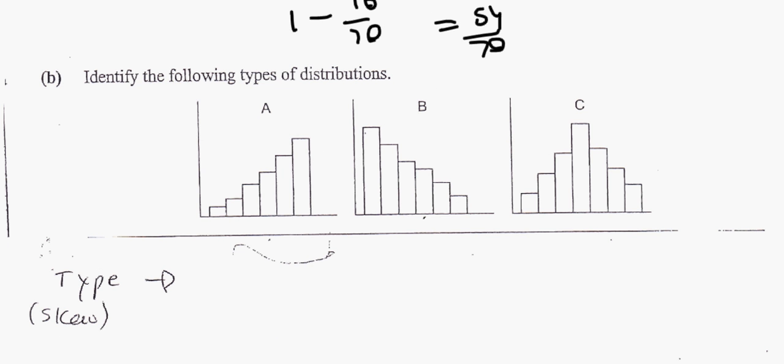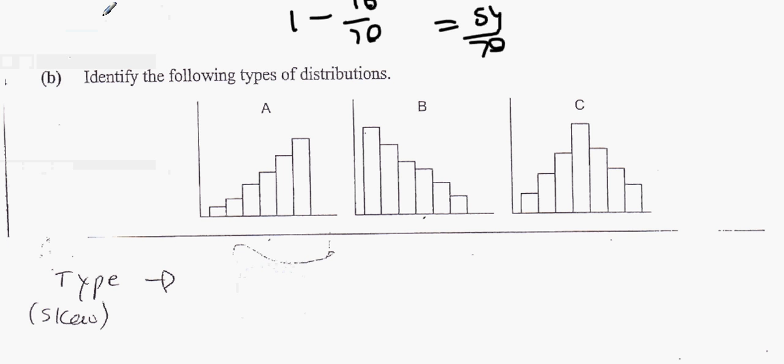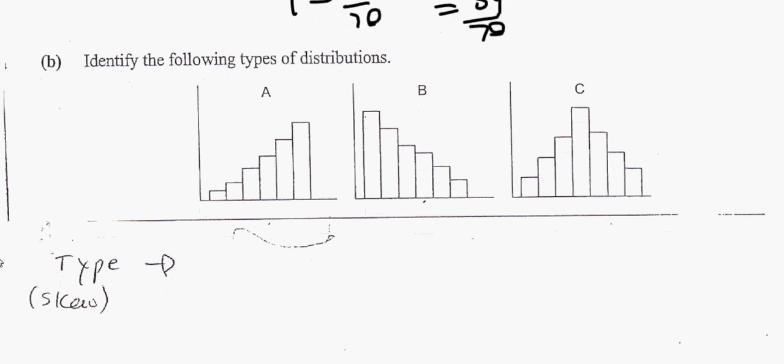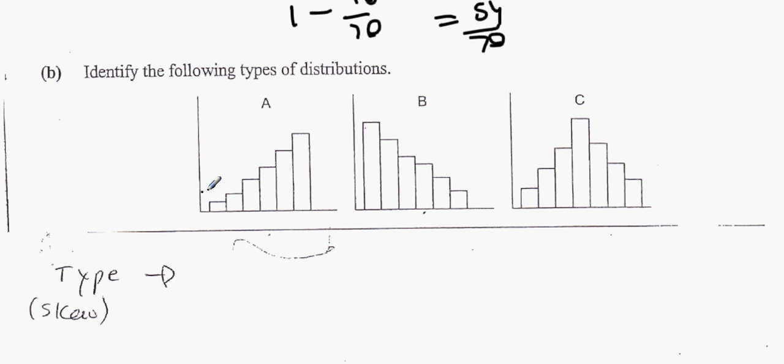Okay, so we're on to skewing now. Okay, so identify the following types of distributions. Okay, so we've got to mention the skew and give a real life example of each. Right, so this one here, you can see that in general the higher values are up here. So let's say if the number like 90 was up here, the number 20 would be down here. So this is what's called a negative skew. Okay, so the first one, A, is a negative skew.